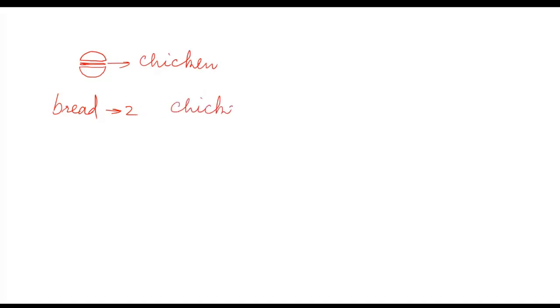I told you, if we have one sandwich, or you can say a burger, there are two pieces of bread. So how many breads in one burger? Two. And suppose we take a piece of chicken. So one chicken piece and two pieces of bread make one burger. Is it?